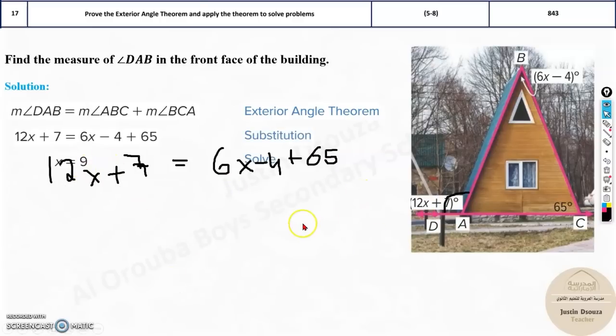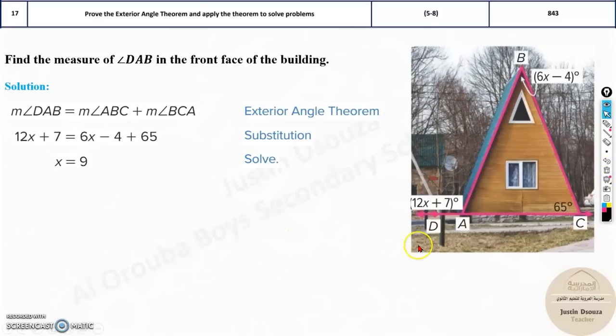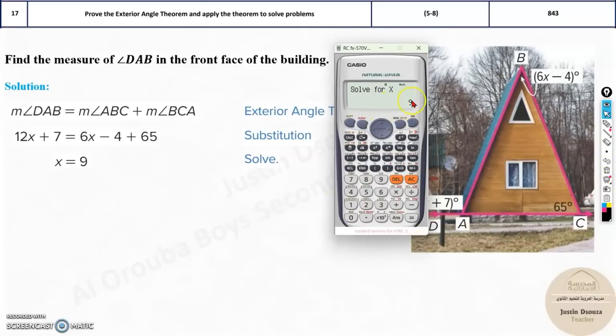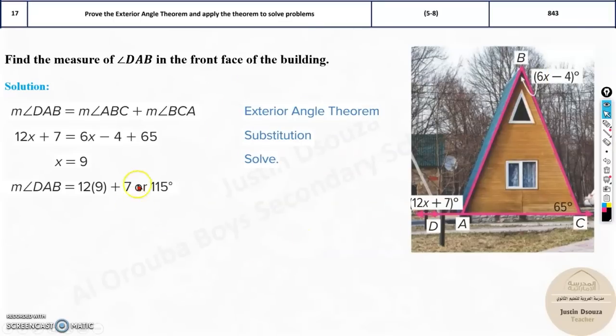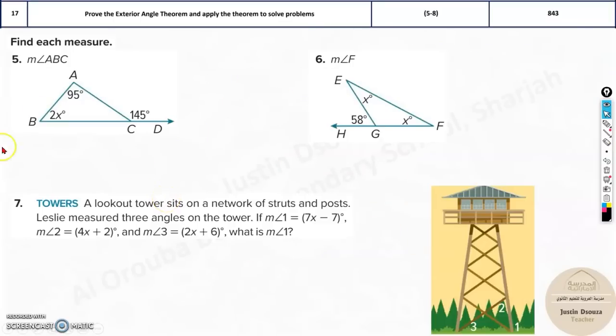No, oh, sorry. That is the x value. I missed. That is not the answer. I'm sure this will be there as one of the options. No, that is not the correct answer. You need to substitute this 9 instead of x over here. 12 into 9 plus 7. This will be your final answer. It's 115 degrees. So this exterior angle DAB on the front face of this building is 115 degrees.